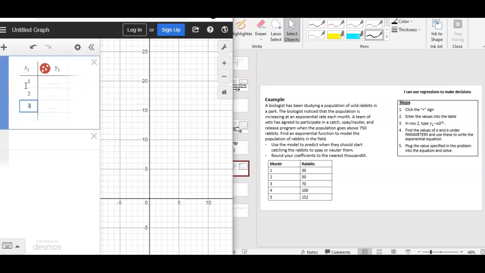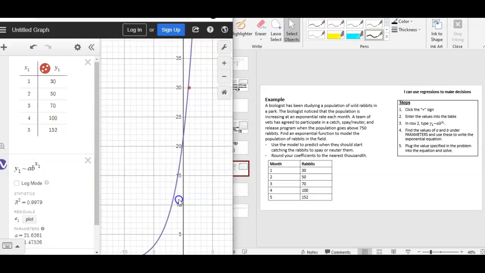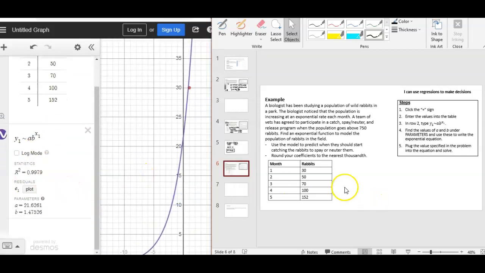So for months, we have 1, 2, 3, 4, 5. And then we have the number of rabbits, which is 30, 50, 70, 100, and 152. So in row 2, we're going to tell it to approximate an exponential model. So y1 is approximately a times b to the x1. So here is now our exponential model. So let's go ahead and write our equation. So we have y equals 21.626 times 1.475 to the x.